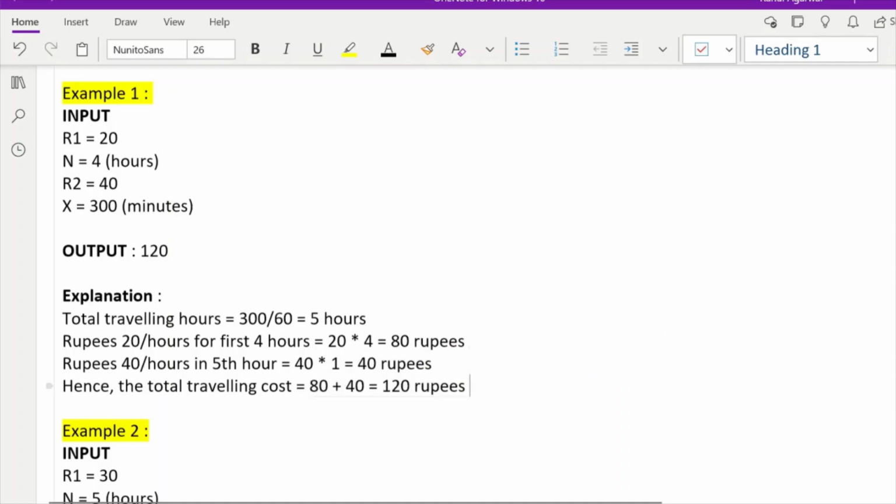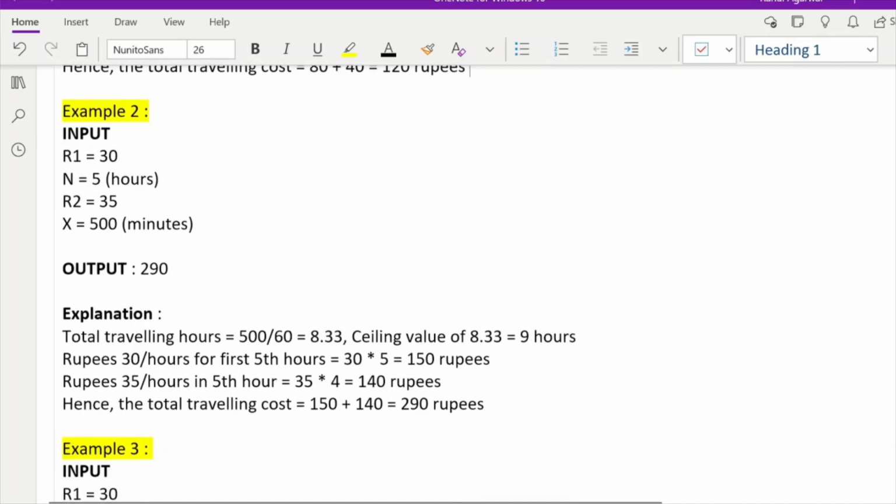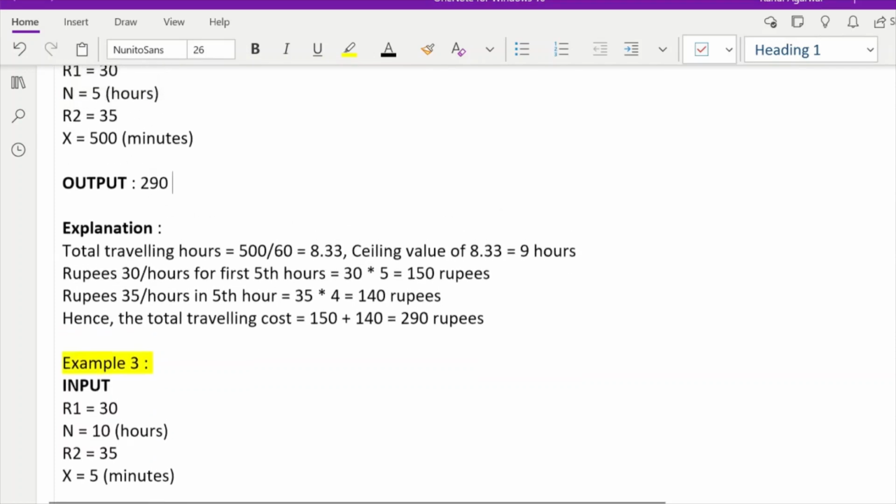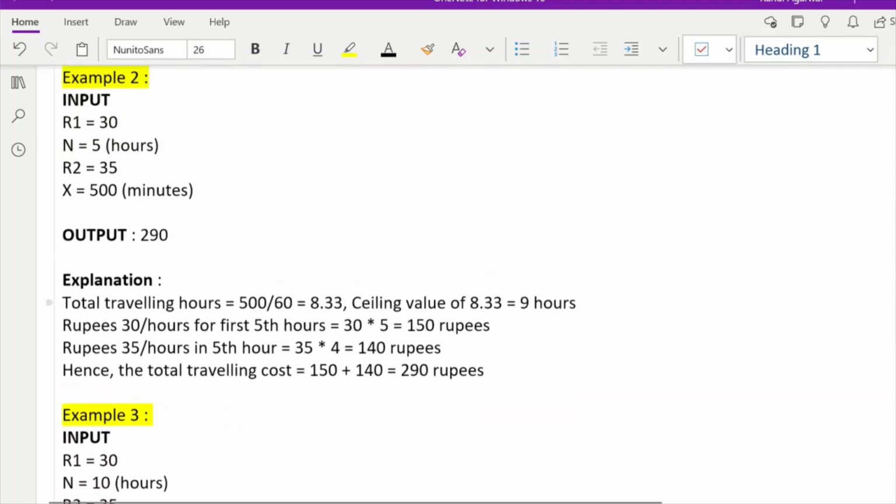To understand this problem much better, let's see some more examples. In example 2, the R1 cost given to us is 30 and n hours is 5, R2 cost is 35 and X is 500 minutes, and the output that will be obtained is 290. Let's see the explanation. The total traveling time in hours is 500 divided by 60, and because we have to take the ceiling value, we will take the ceiling of 8.33, which is 9 hours.